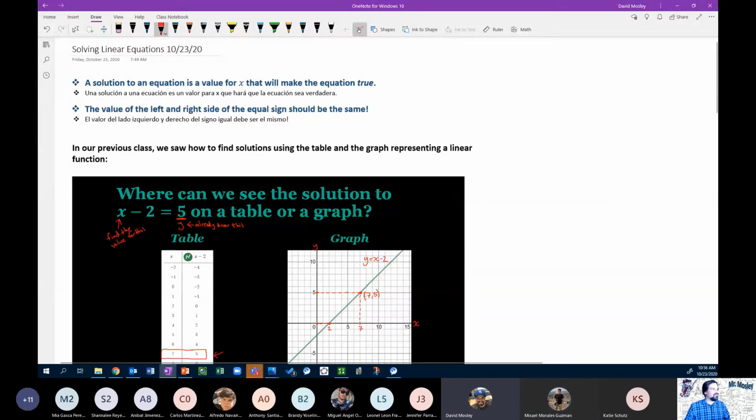Okay. So the value of the left and right side of the equal sign should be the same. That's how you check to see if you found a true value.